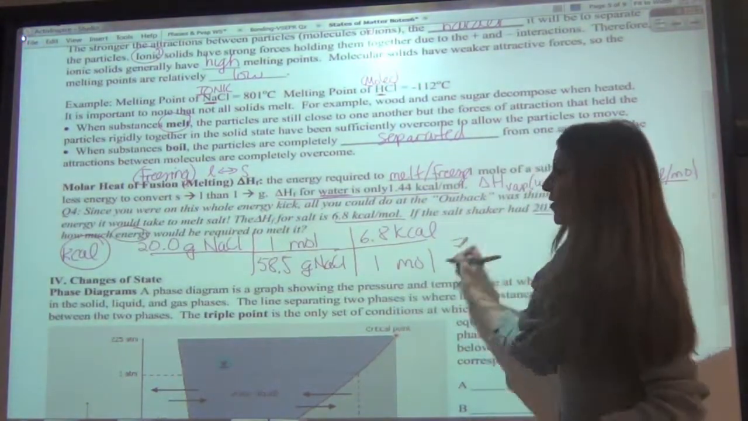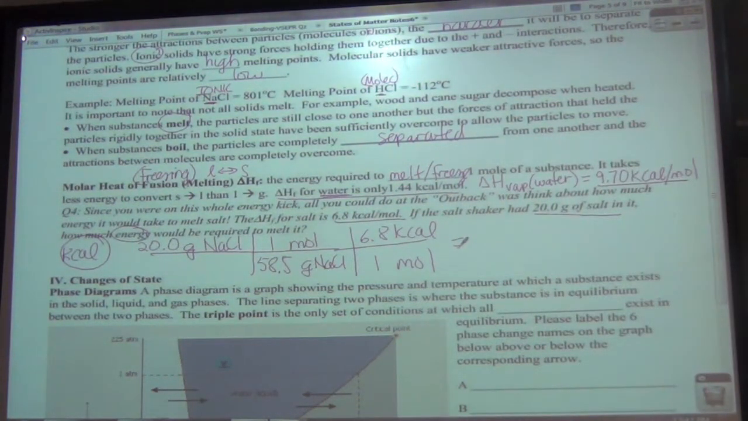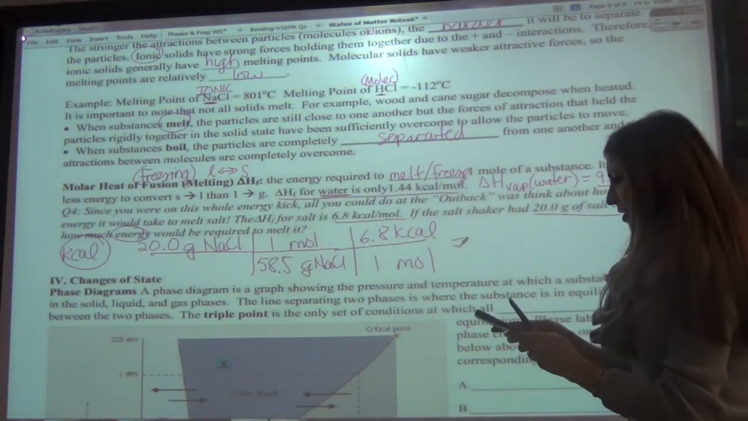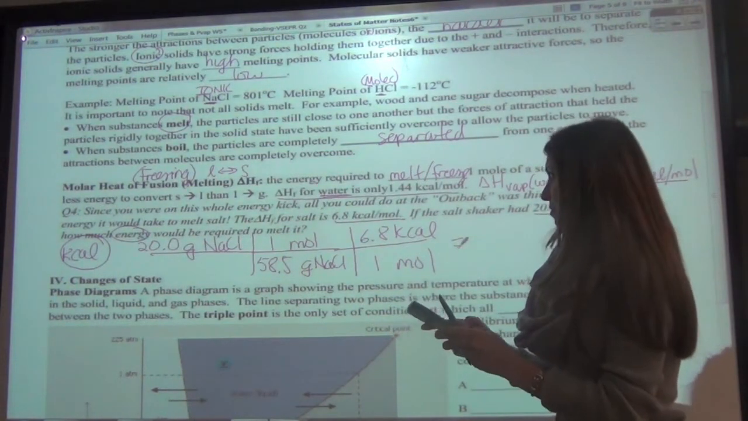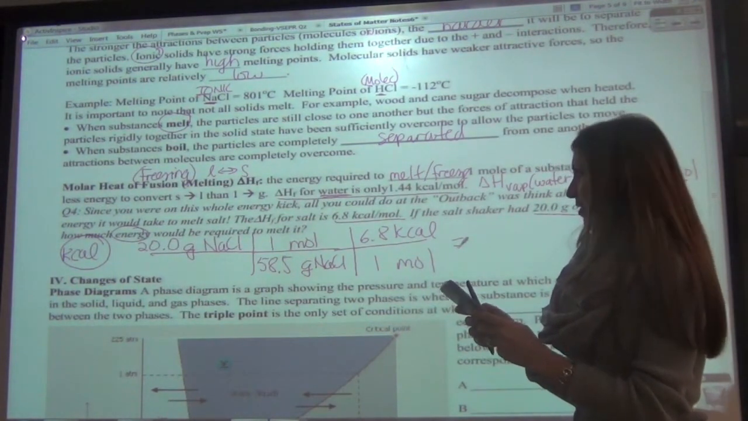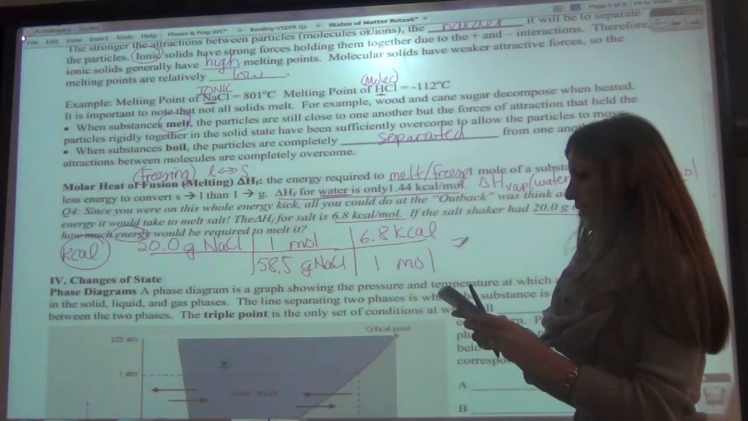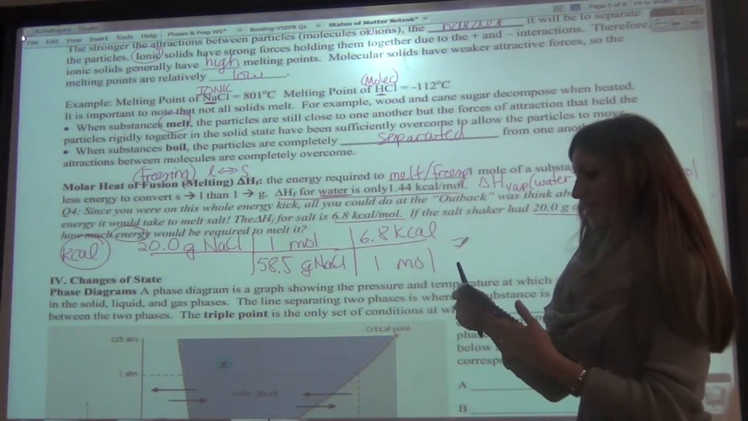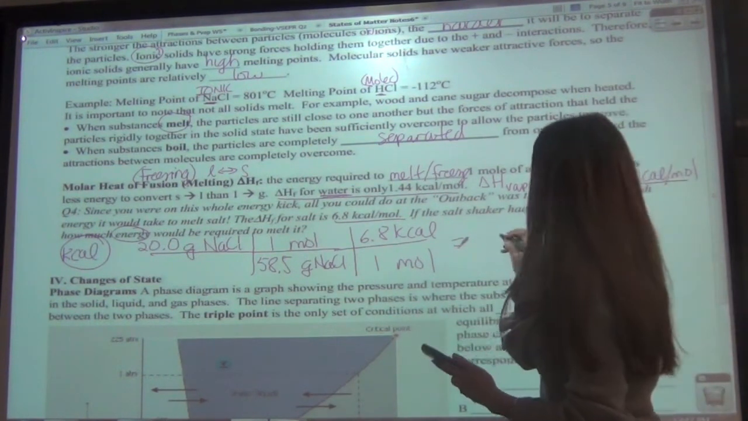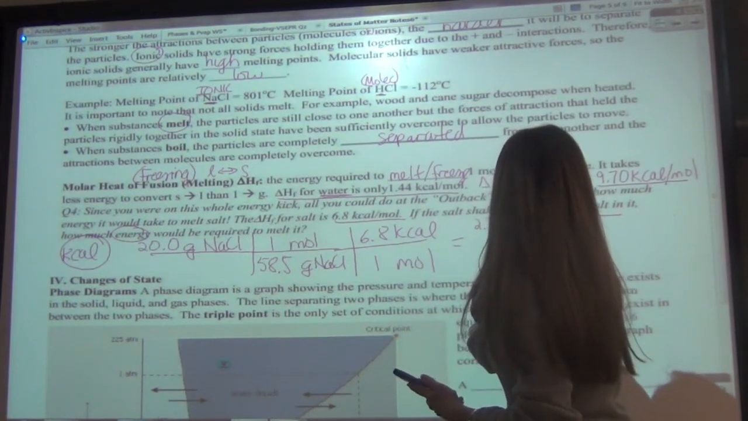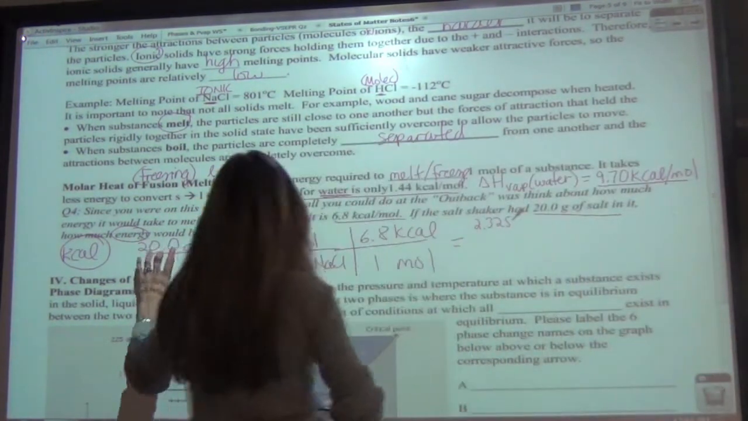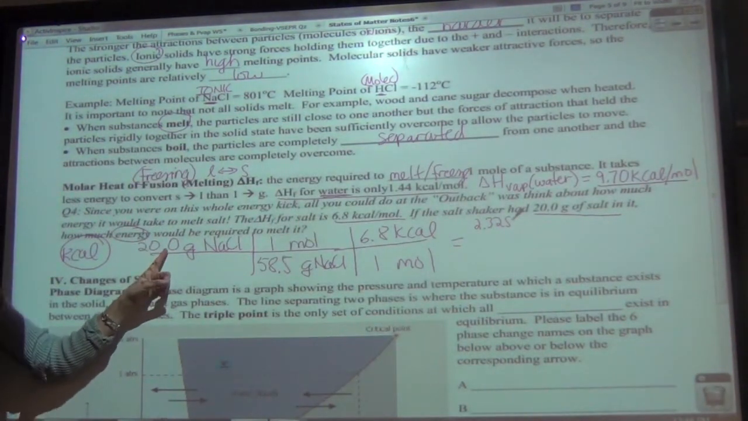So now we're just going to multiply and divide. We've got 20 times 6.8 divided by 58.5, and I'm getting 2.325. And let's do our sig figs here. 20.0, zeros with the decimal count. So how many sig figs is that? 3. How about 6.8?